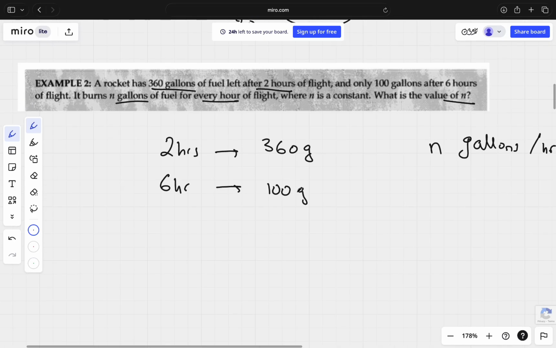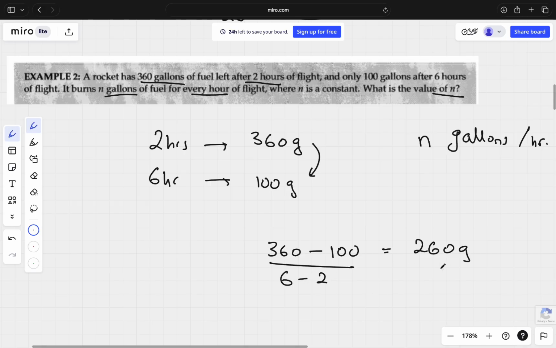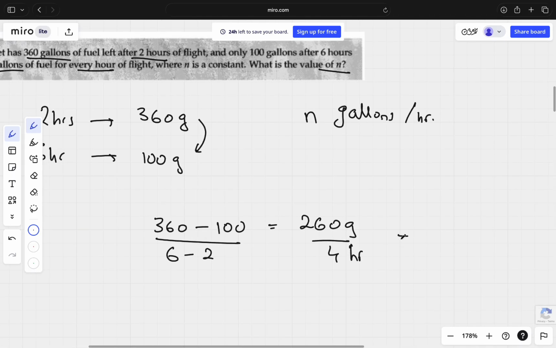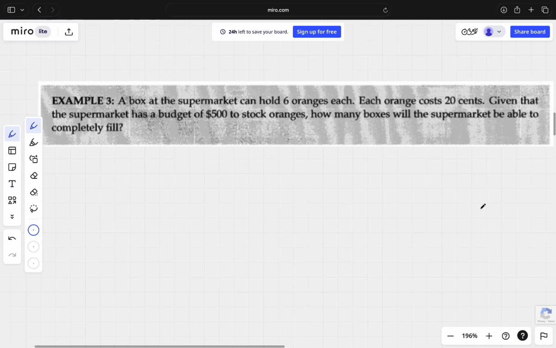Now that means we need to find how much we're using per hour. What you can do is you can find the difference. So you can do 360 minus 100 to get the difference. 360 minus 100 will give you 260 gallons, and 260 gallons were used in 6 minus 2, in 4 hours. So we use 260 gallons in 4 hours. So if you divide 260 by 4, you're going to get 65. So you're using 65 gallons per hour. That'll be n.